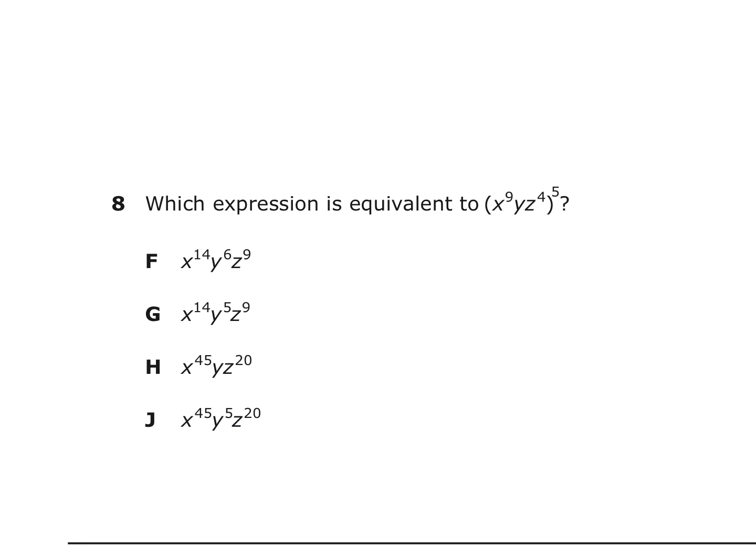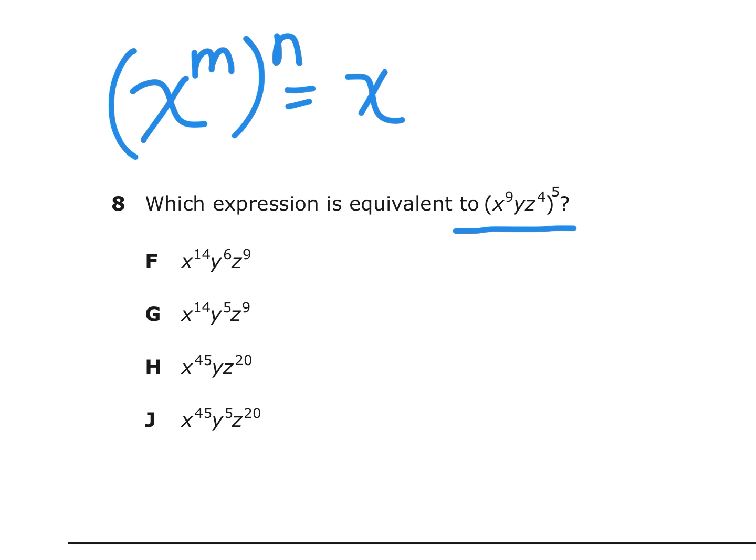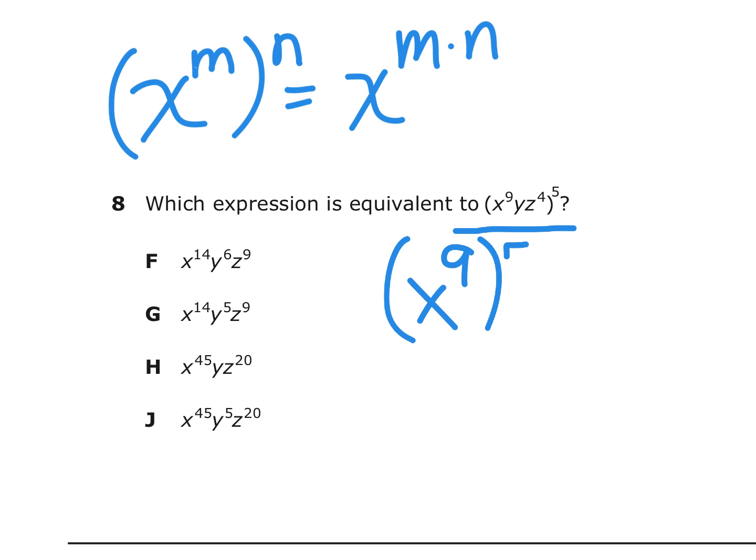Okay, problem number 8 says, which expression is equivalent to x to the 9th, y, z to the 4th power, raised to the 5th? So each one of those is raised to the 5th power. And so then you have the answers. Using the rules from the formula chart, if you have x raised to the m power and then raised to the nth, that would be the same thing as multiplying m times n. So here, if you have x to the 9th raised to the 5th power, that would be 9 times 5. That would be x to the 45th power.